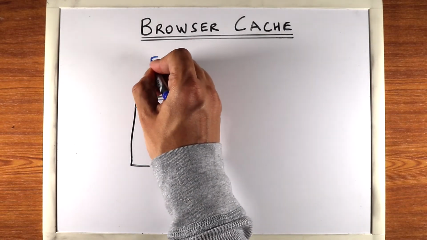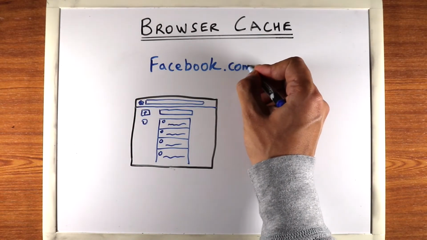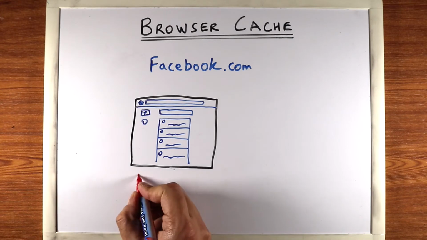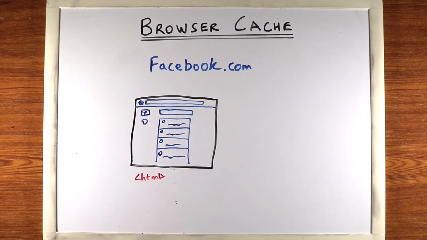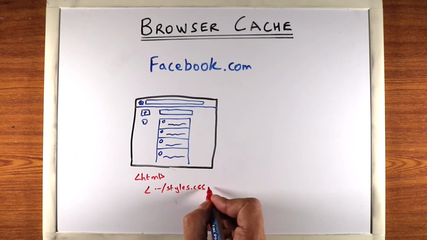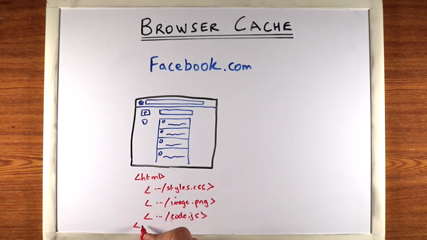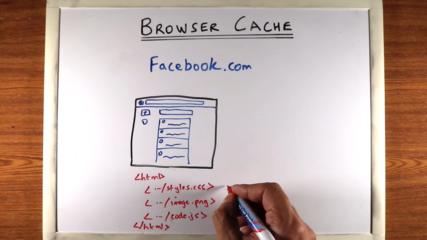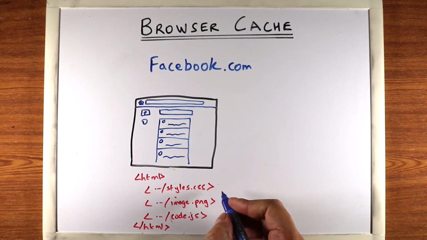Let's say you're running Facebook and your browser calls facebook.com. So you have a website that fetches a bunch of HTML. And with that HTML, there's a bunch of resources that the browser has to fetch. Maybe a CSS file or an image or a JavaScript file. Most web pages have several such fetches. Now, fetching these resources takes time.